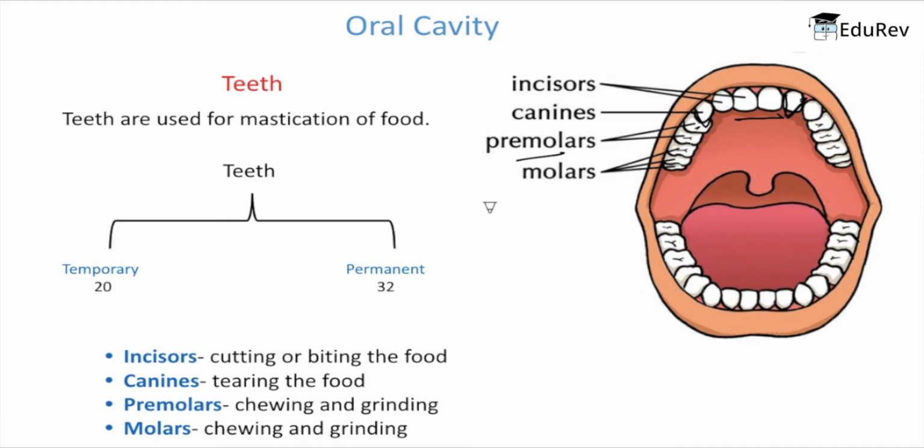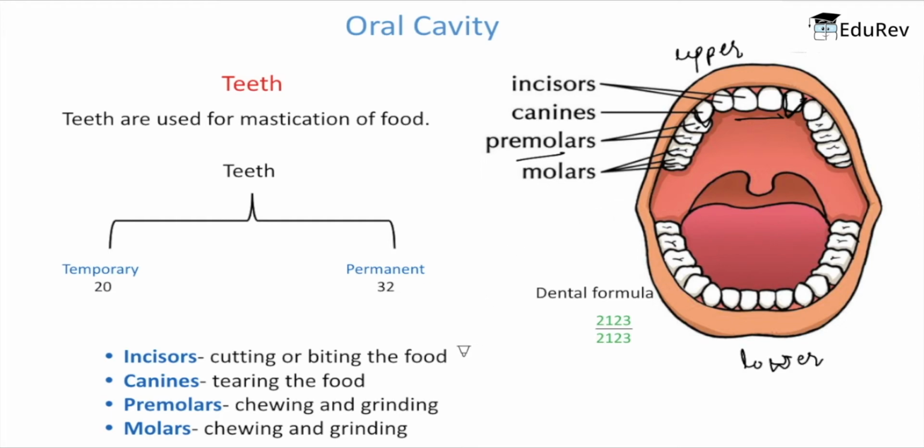Now these teeth are arranged in each half of the upper and the lower jaw. This one is the upper jaw and this one is the lower jaw. You see that the kind of teeth we are studying are present on both the upper and lower jaw. They represent a dental formula, that is 2, 1, 2, 3 upon 2, 1, 2, 3.